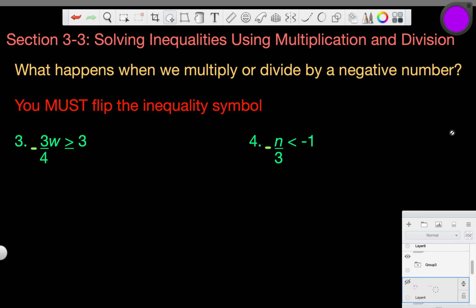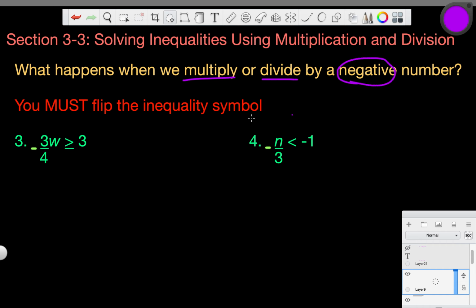So here's where things get a little bit different than when we are working with equations. If we are multiplying or dividing, this is very important, guys. You need to write this down. If we are multiplying or dividing by a negative number, we must flip the inequality symbol, okay? So regardless if it's just multiplication or if it's just division, whenever you are multiplying or dividing by a negative number, you must flip the inequality symbol. It is so important, okay?